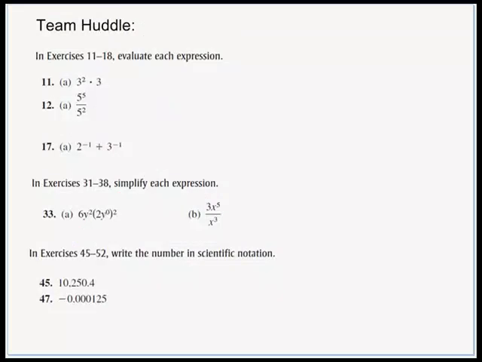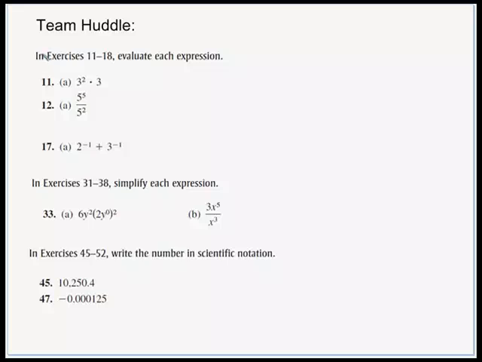Practice problems, team huddle. In the first few, evaluate the expression using the properties of exponents. The second couple problems there, 33A and B, are simplify it as much as you can. Get rid of negative exponents if there are any. And the last couple are just rewrite as scientific numbers. So pause the video, try the problems, start her back up, and see if you got them right.